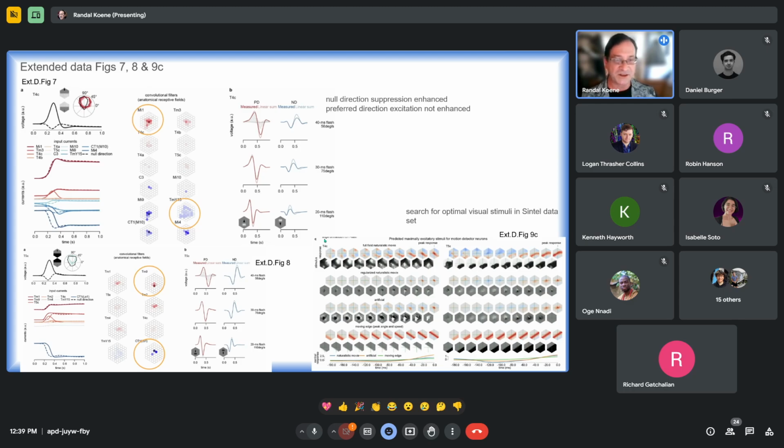The authors also suggest that peak responses of T5C cells can be used to identify optimal visual stimuli for experimental verification. So they did that here, with the T4 and T5 cells, to see which types of visual presentations would elicit the peak response, the best responses.